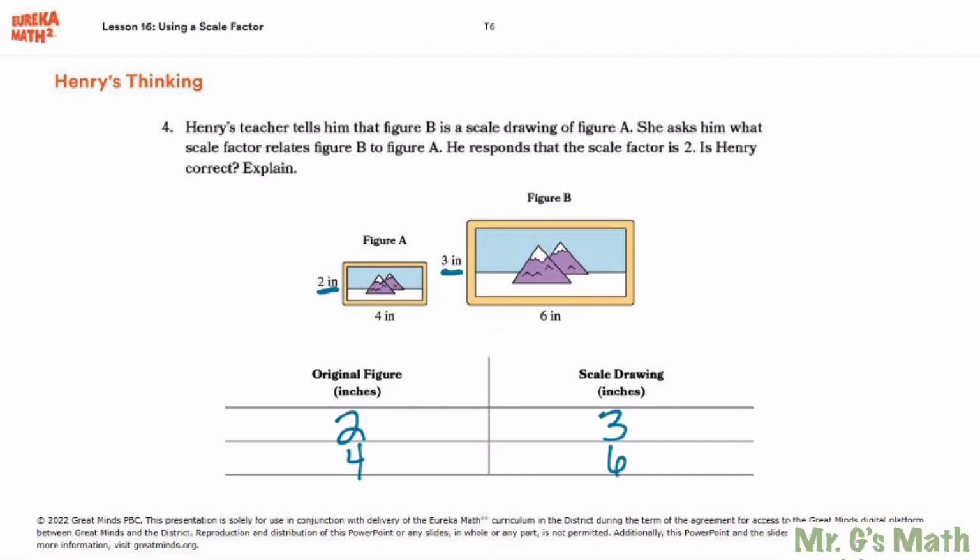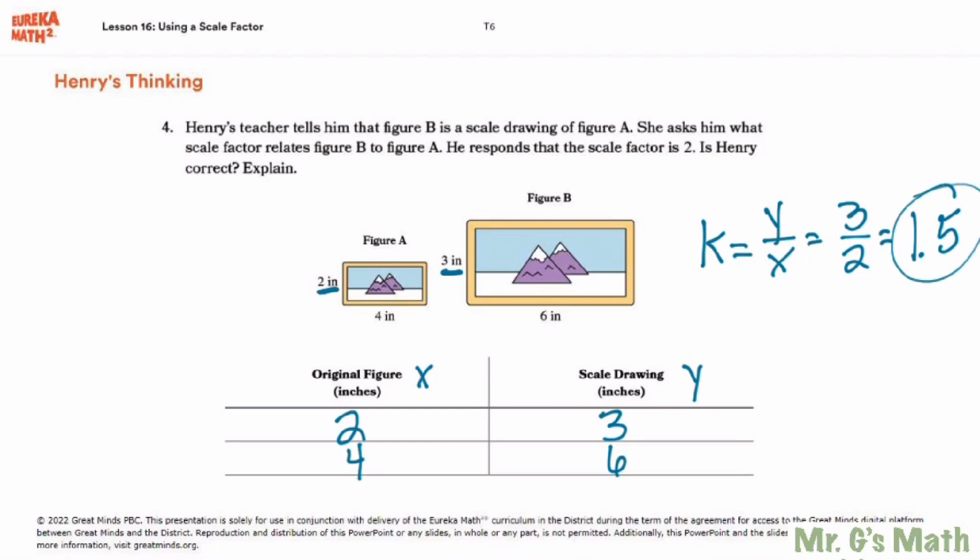Now I can use any of these numbers that I want to go ahead and figure out what my constant of proportionality is. Here's my x, because it comes first in the table, and it's the original, so it comes first. So here's my y. So to find my constant of proportionality, aka my scale factor, right? We do y over x. So whatever number you choose, if you want to do 2 and 3, 4 and 6, it doesn't really matter. You can get the same number. So my y is 3, and my x is 2. And when I do 3 divided by 2, I get a scale factor of 1.5. So he was close, but he was not correct. It is not a scale factor of 2. It is a scale factor of 1.5.